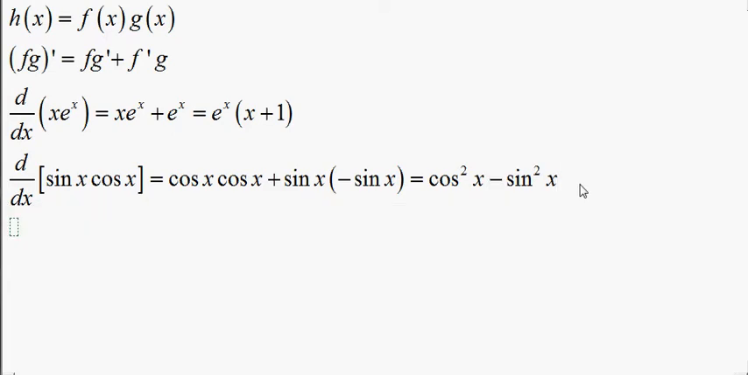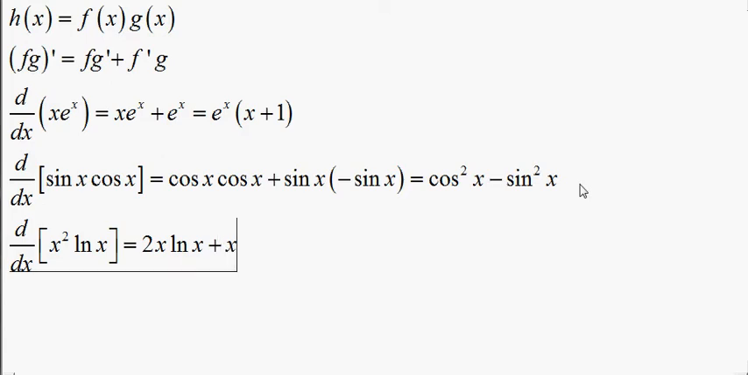Let's do another one. Let's say d over dx of x squared ln of x. Well, the same thing, derivative of the first, which is 2x, times the second, ln of x, plus the first, x squared, times the derivative of the second, which is 1 over x. You can actually simplify this to just be x, and that's pretty much it. That's your derivative right there. You can factor out an x if you want. So that's pretty much the product rule in a nutshell.